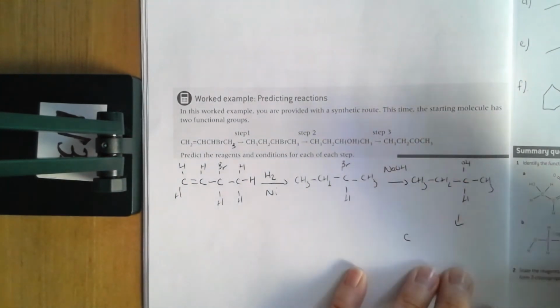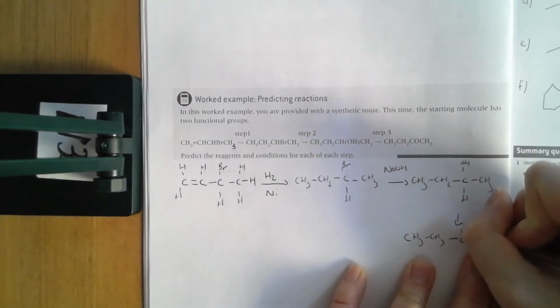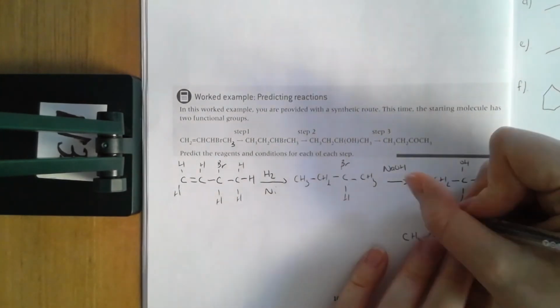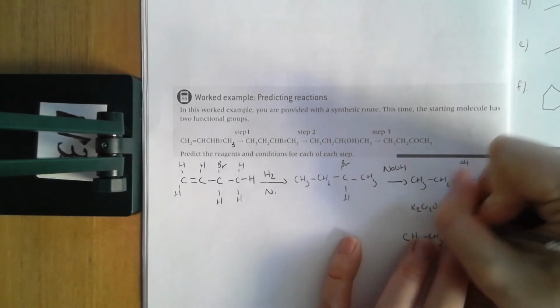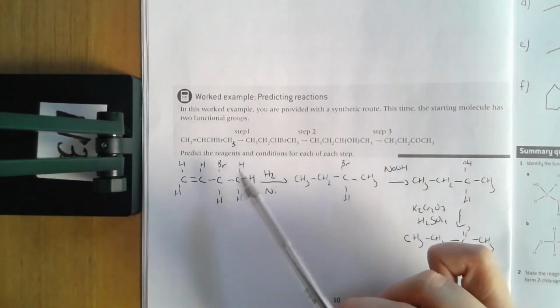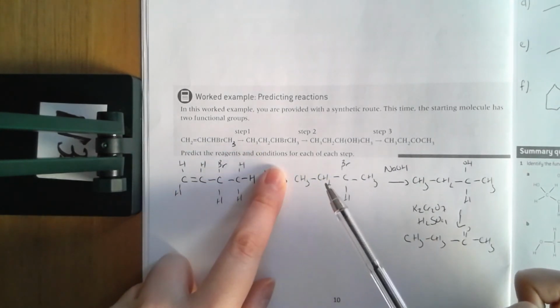And then the final step, I'm going to go from my alcohol to my ketone. I'm just going to draw this out under here. CH3, CH2. I'm going to go from that to a ketone. How do I go from an alcohol to a ketone? I need to oxidize it. And there I have acidified potassium dichromate again. Okay, so just asking you for reagents. You just need to identify the functional groups that you've got, what's changing, and then what reagent you're going to use to make that change.